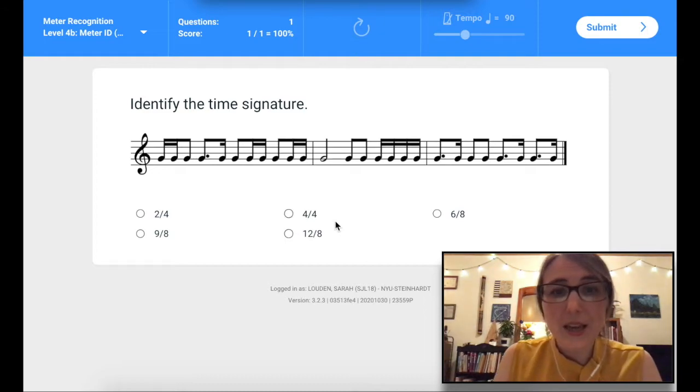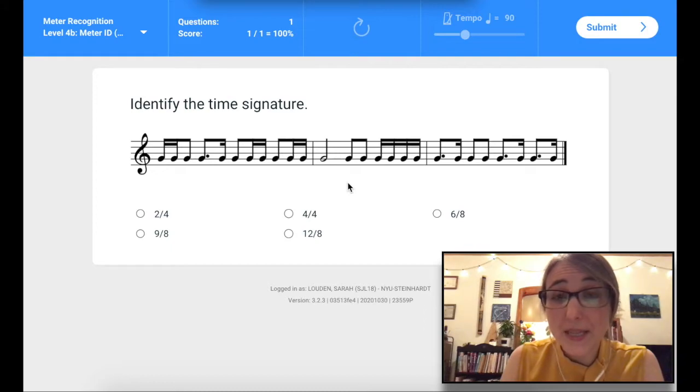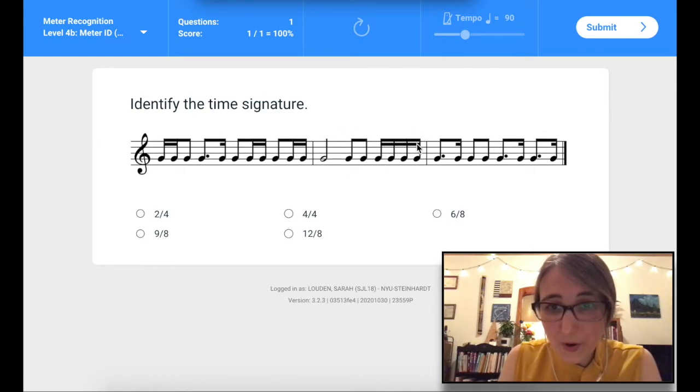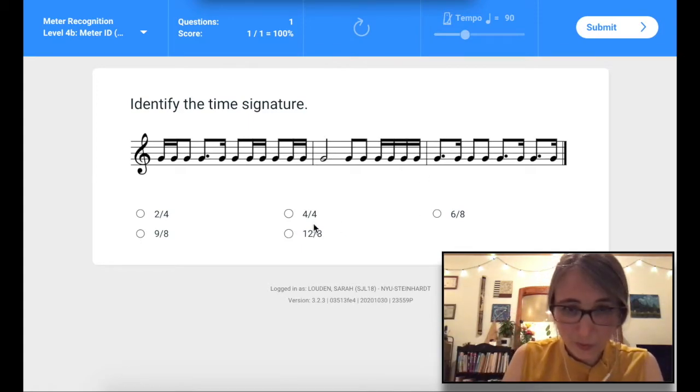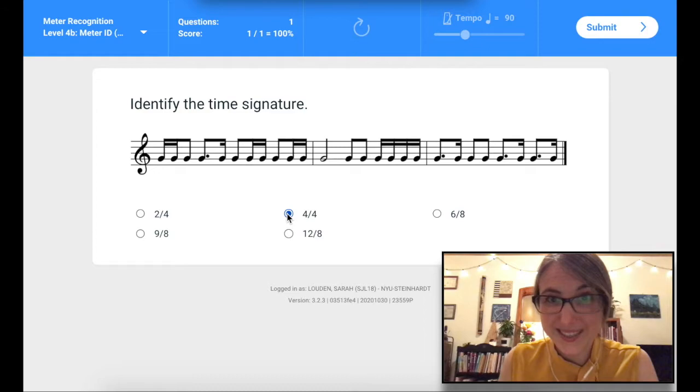So when I look at this then, to figure out if I'm in simple time, let's work this out. I know my beats in simple time are quarter notes. This adds up to 1, 2 quarter notes, 3 quarter notes, 4 quarter notes. So if I have 4 quarter notes in a measure, therefore I am in 4/4 time. Make sense?